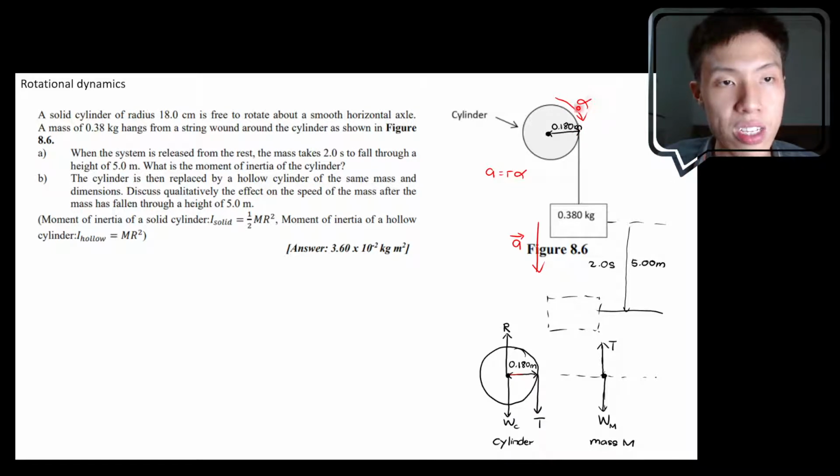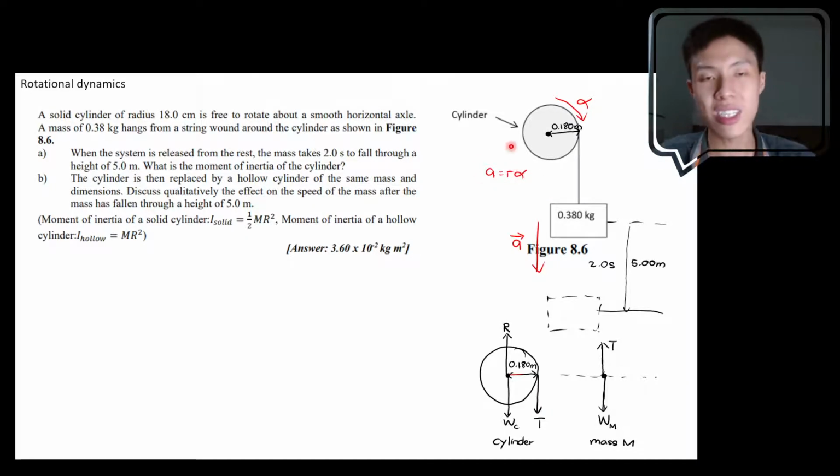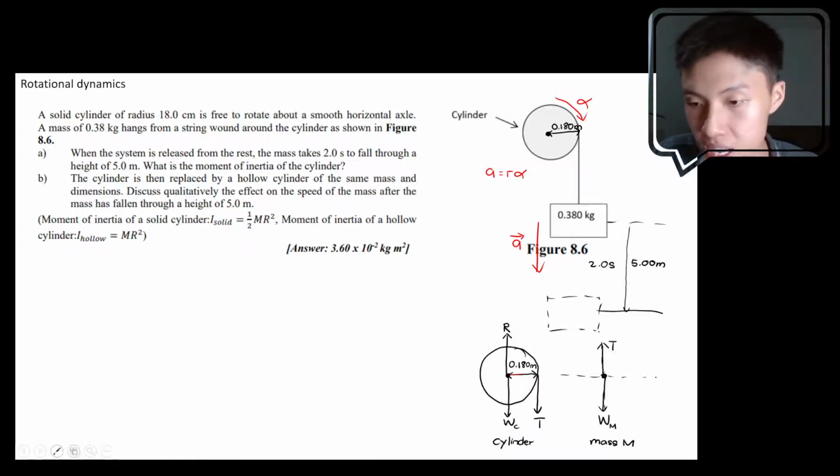So the angular acceleration is alpha, so you can relate the A and the alpha this way. A equals R alpha. Okay, so this is just to understand the situation more clearly and to know how to relate between one free body diagram and another free body diagram. Okay, so let's start and analyze the cylinder using sum of torque equals I alpha.